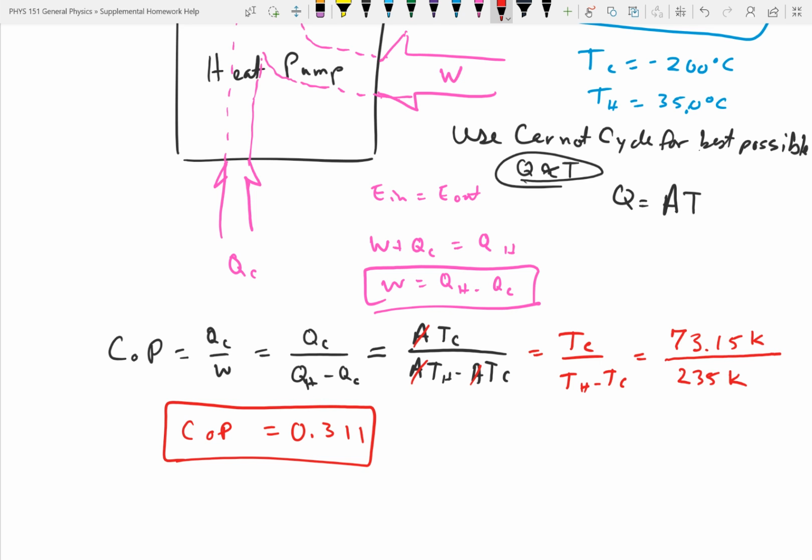Now notice the coefficient of performance is going to be better if temperature hot is higher and better if temperature hot is close to temperature cold. Here our temperature hot is very far from temperature cold, and the temperature cold is pretty low. So those are working against us, giving us a fairly low coefficient of performance.